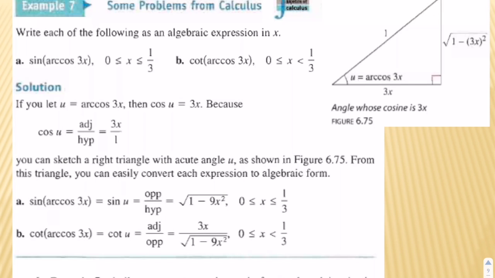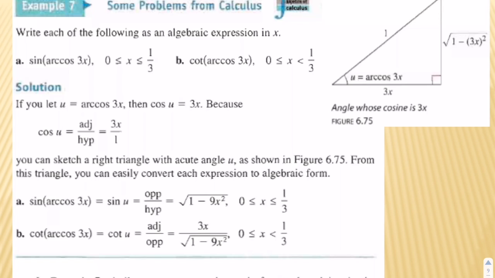So now take a look at figure 6.75, which is over to the right there, and you see that the angle is really said to be the arc cosine of 3x. So you could call that 3x over 1, and so arc cosine means that we're talking about the adjacent, which is 3x over 1. And then the opposite is the square root of 1 minus 3x squared. So as you look at that, you're taking the cosine. You know that the cosine is 3x over 1.